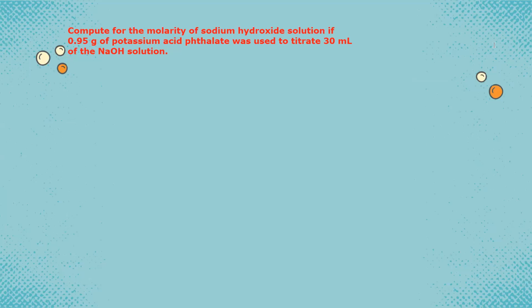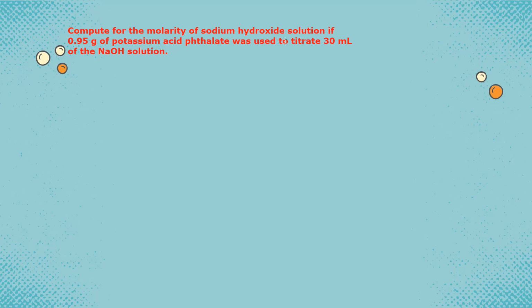Okay, so this is another example for the computation in the acid and base titration or neutralization reaction. We have here compute for the molarity of sodium hydroxide solution if 0.95 grams of potassium acid phthalate was used to titrate 30 ml of the sodium hydroxide solution. By the way, potassium acid phthalate is the same with potassium hydrogen phthalate. Parehas lang yan sila.